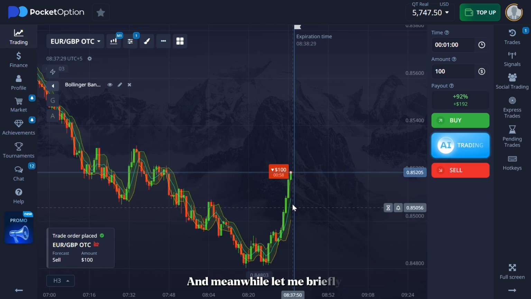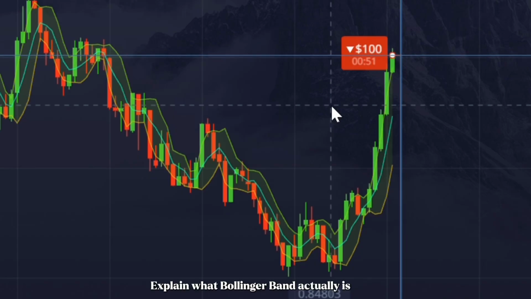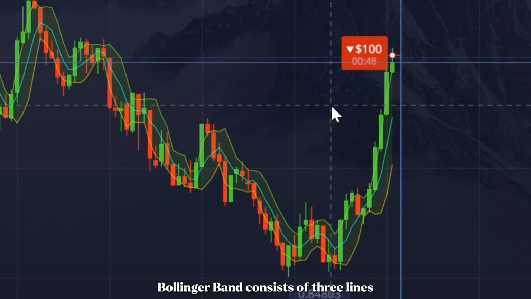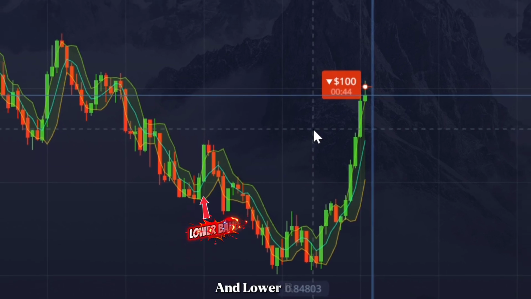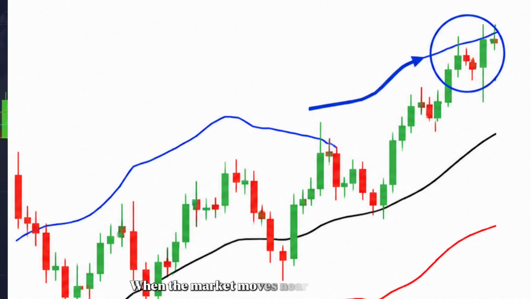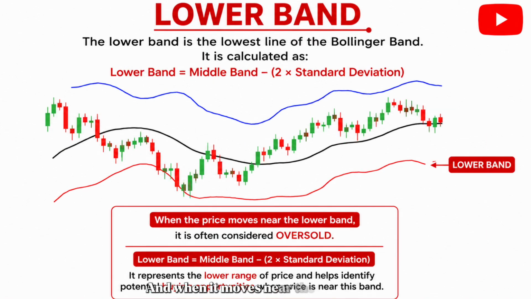And meanwhile, let me briefly explain what Bollinger Band actually is. Bollinger Band consists of 3 lines: upper band, middle band, and lower band. When the market moves near the upper band, it is often considered overbought. And when it moves near the lower band, it can be considered oversold.